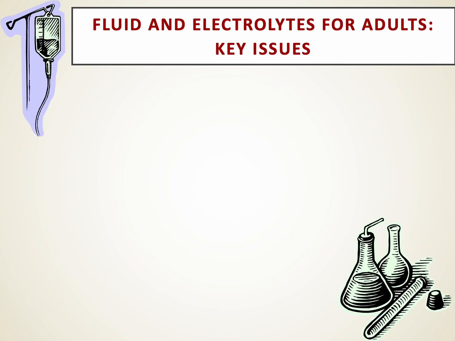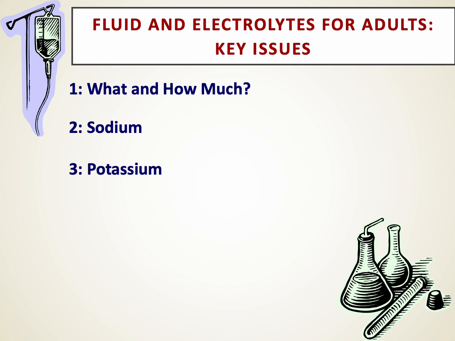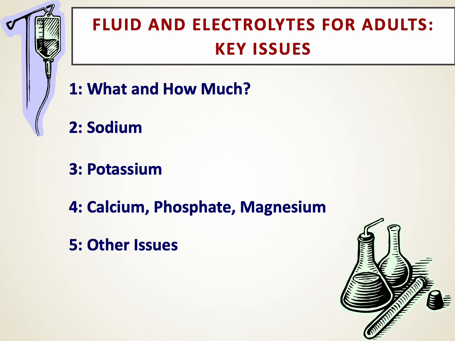So let's first look at the issues we have for fluid electrolytes for adults and some key issues here. The first question we're going to focus on is what fluids and how much of those fluids. We'll then focus on sodium, then potassium, then calcium, phos, and magnesium, and then we'll follow up with what other issues we have.